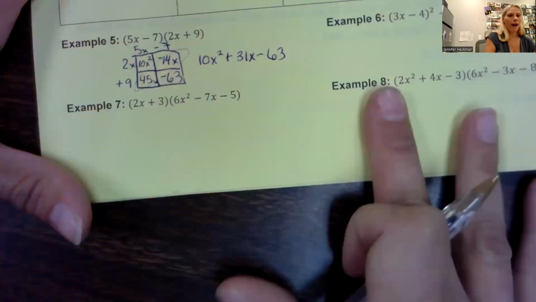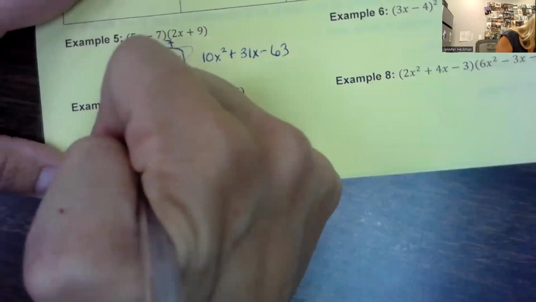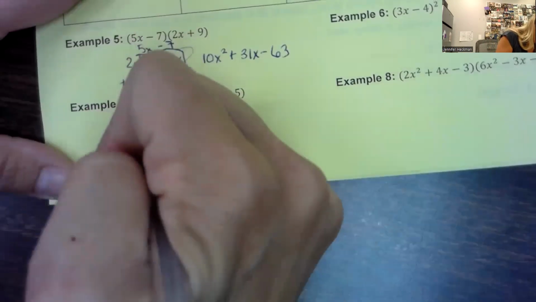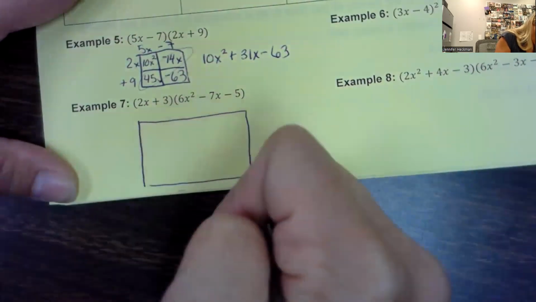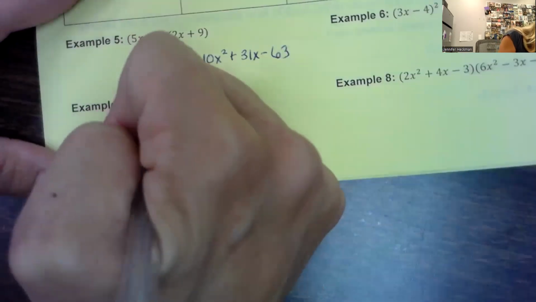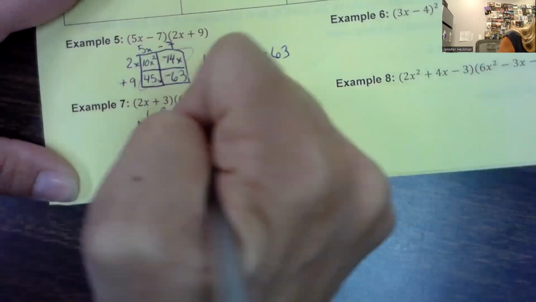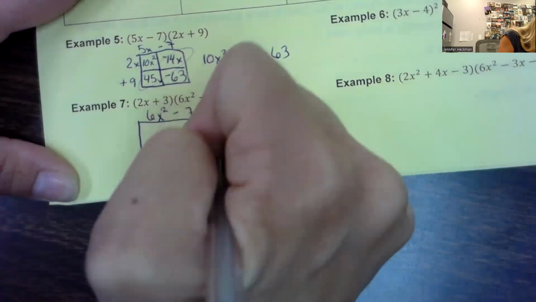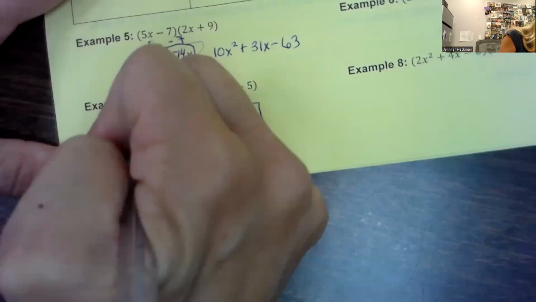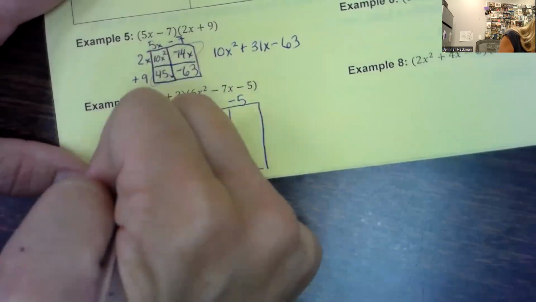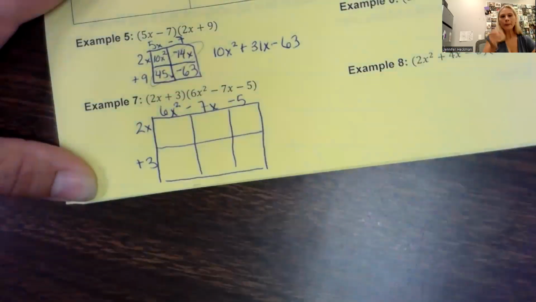And right here we have a trinomial, a binomial times a trinomial. What I'm going to do, because of the little space that I gave myself and you, I'm going to put the trinomial on top. So I'm going to put the 6x squared minus 7x minus 5. Okay. And then I'm going to put the 2x plus 3 on the right side. Okay.